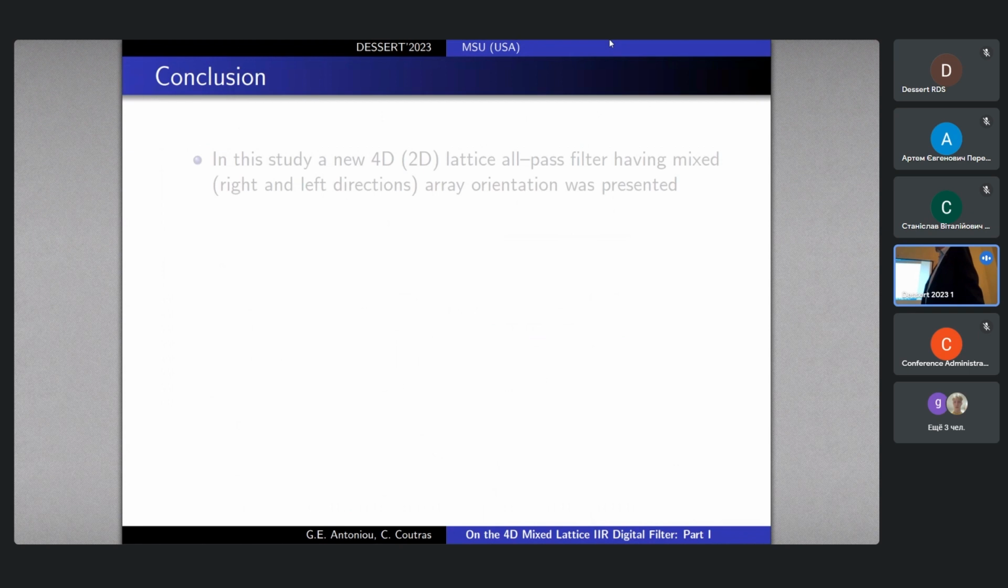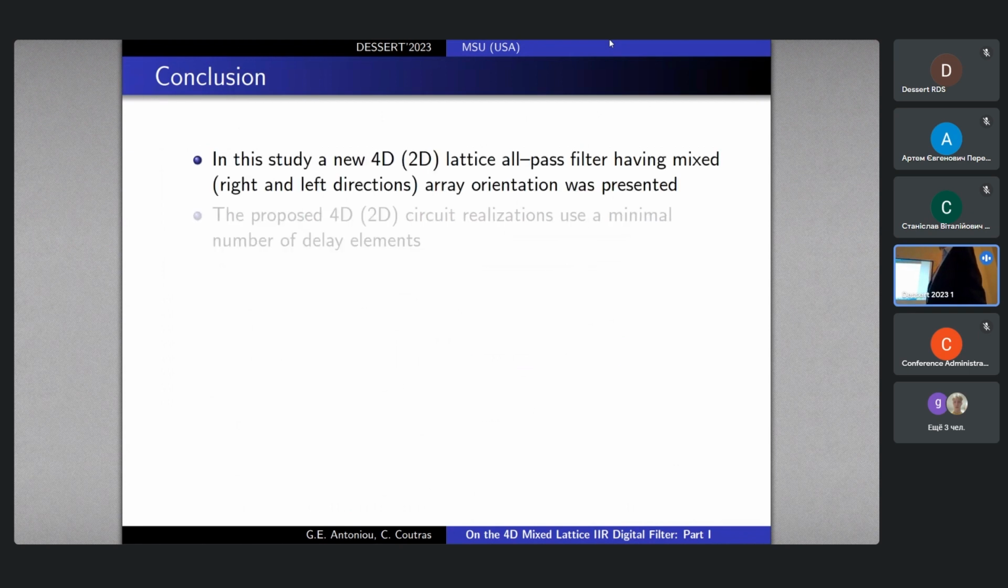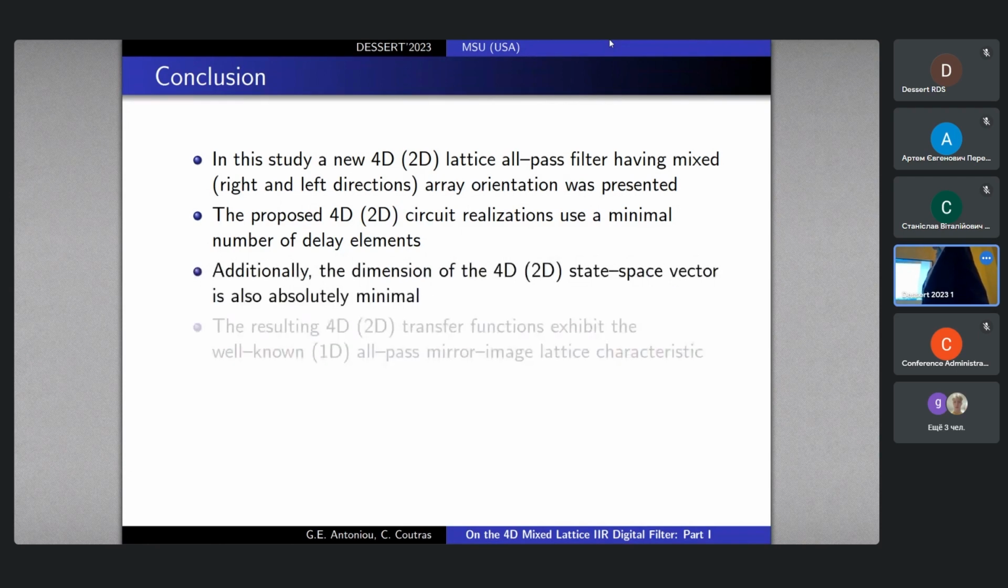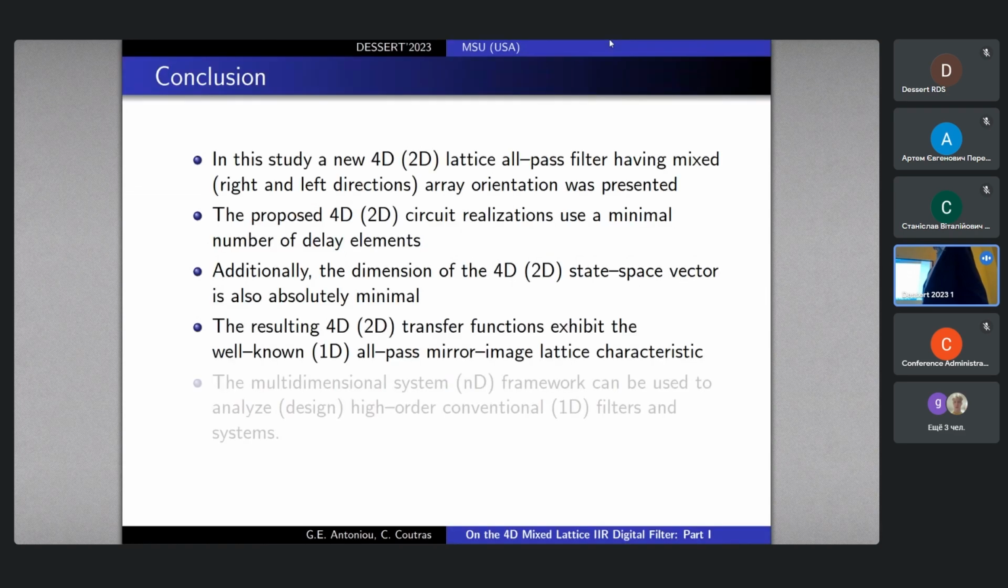And then in this study, a new 4D lattice all-pass filter having mixed right and left directions has been presented. The proposed 4D circuit uses a minimal number of delay elements. The dimension also of the state vector is minimal, and the resulting 4D transfer function exhibits the well-known 1D all-pass mirror image lattice characteristics. Okay, now, what is so important about this?